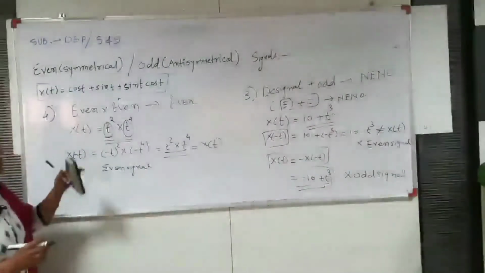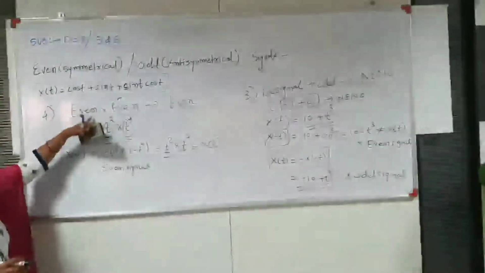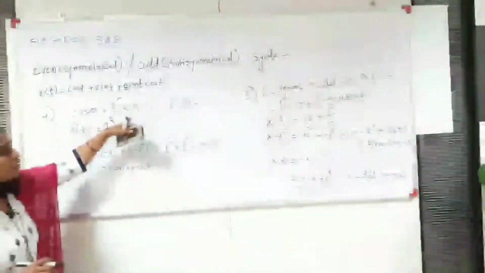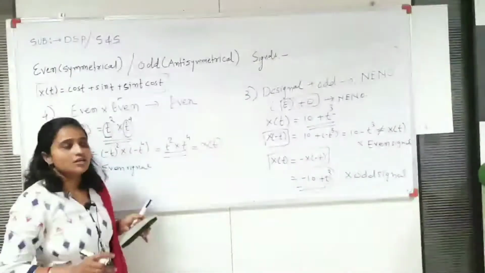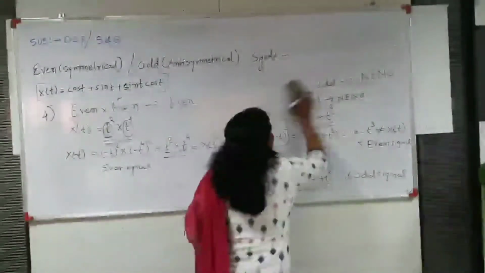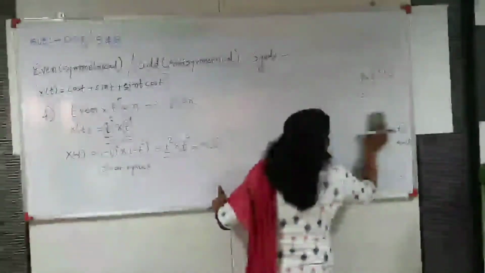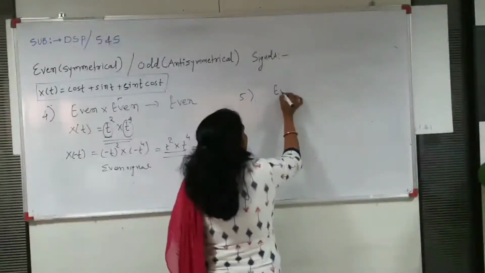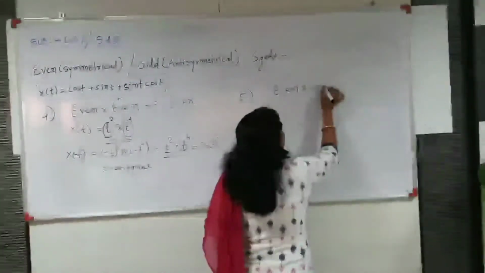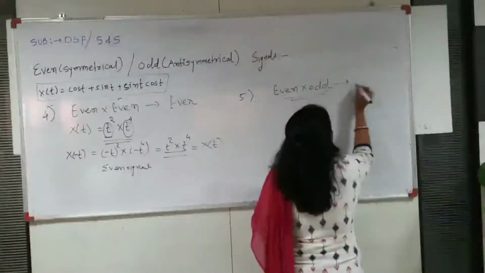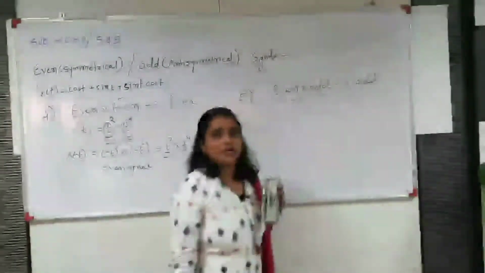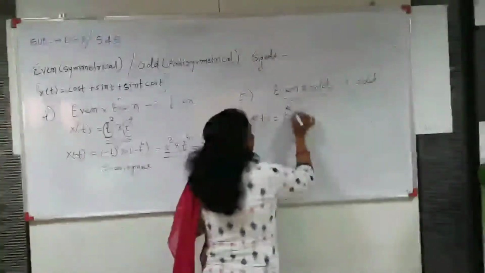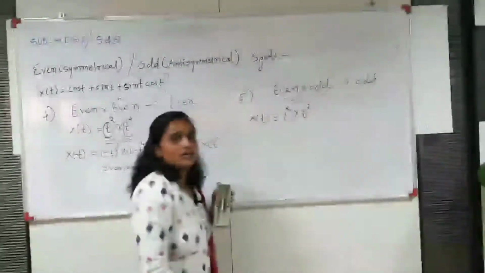So this is the fourth property. Whenever your signal is a product of two even signals, even into even, its product is always an even signal. In the same way, the fifth property is when the first signal is even and the second signal is odd, then the product of these two signals is always an odd signal. Let's take one more example. t square is the even signal and t cube is the odd signal.